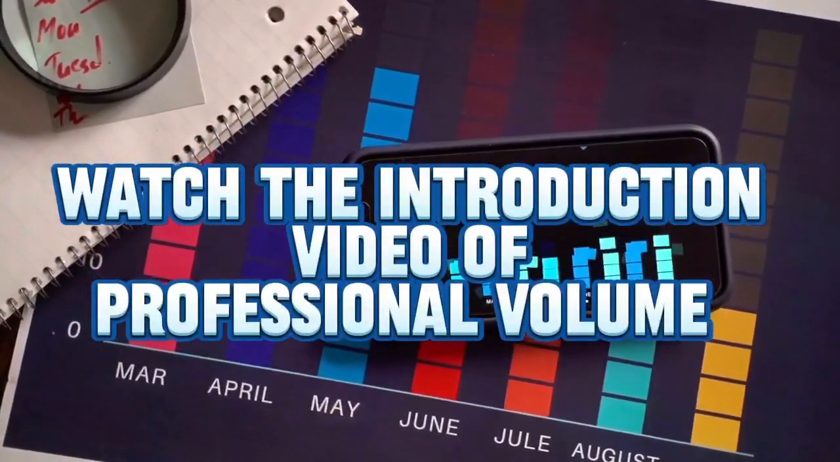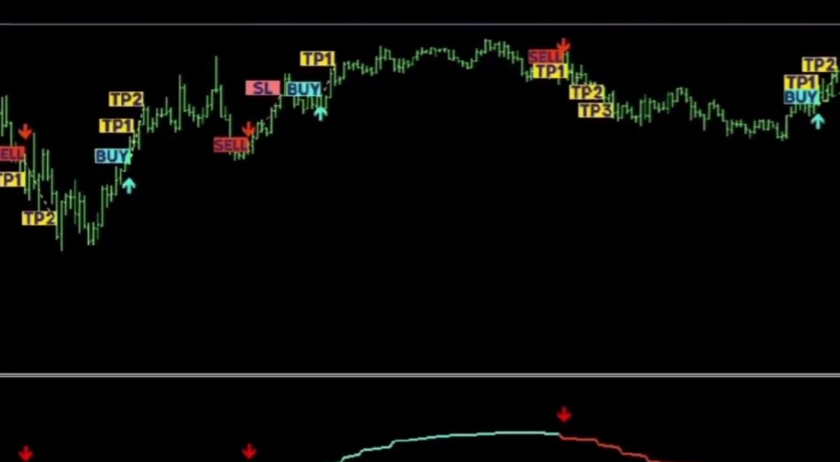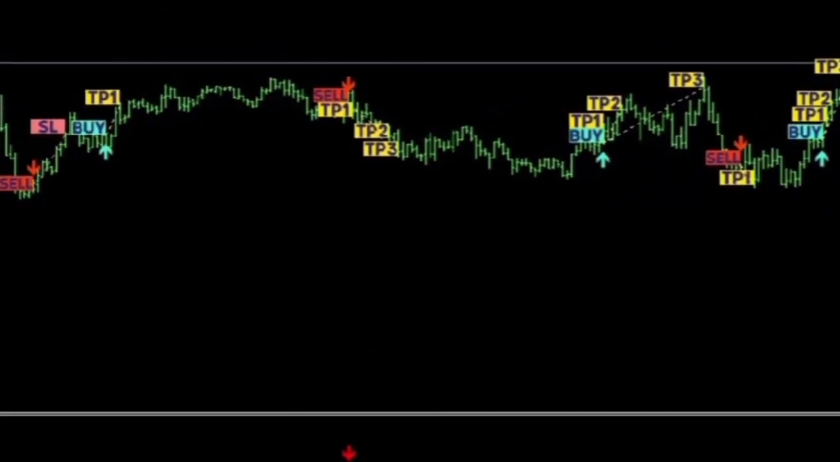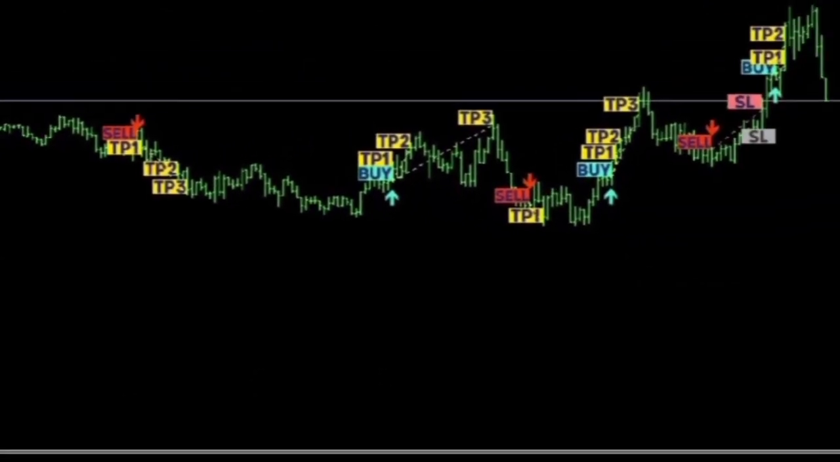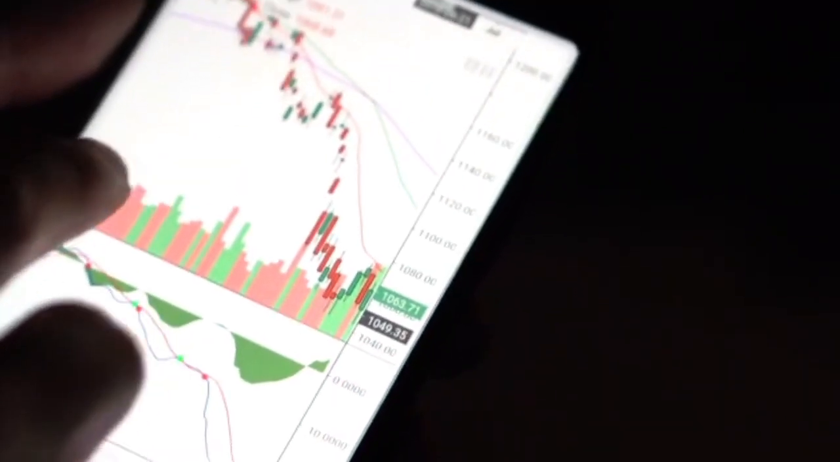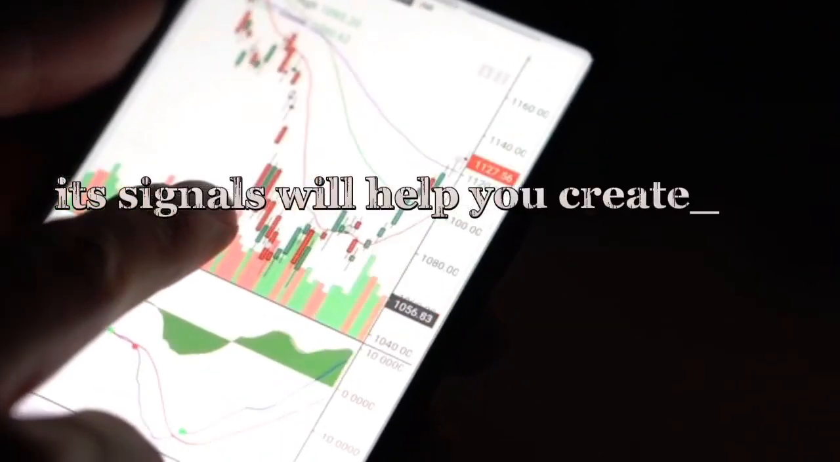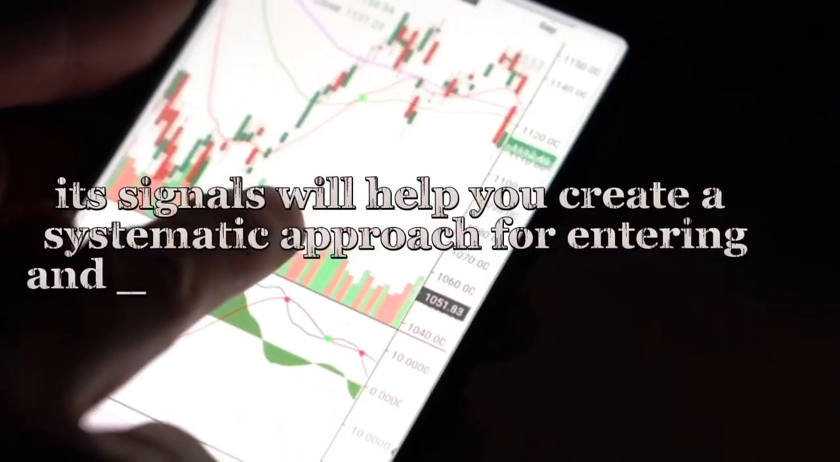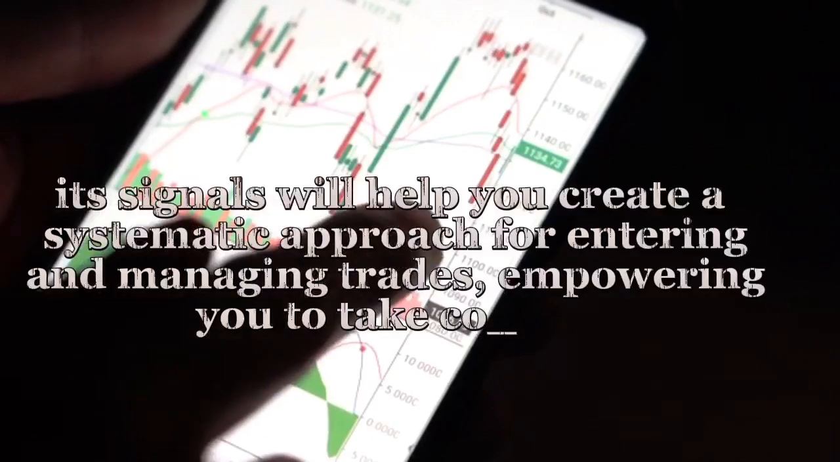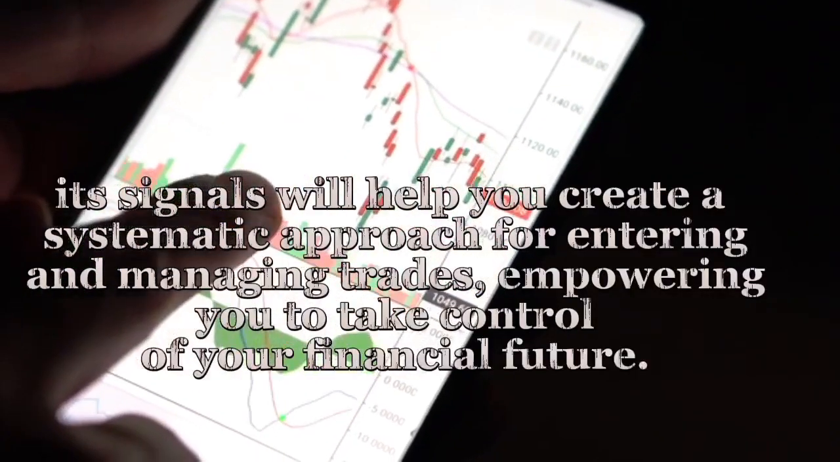We have provided a powerful trading strategy and its signals, focusing on simplicity for identifying trends based on market volume. This oscillator and its signals will help you create a systematic approach for entering and managing trades, empowering you to take control of your financial future.